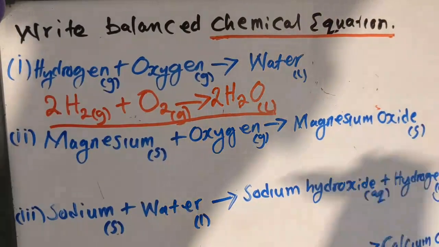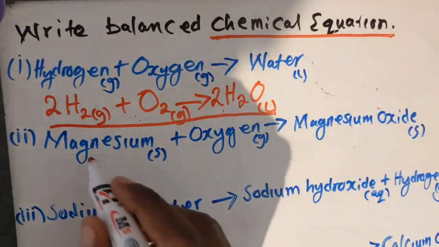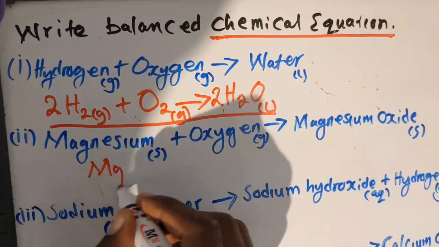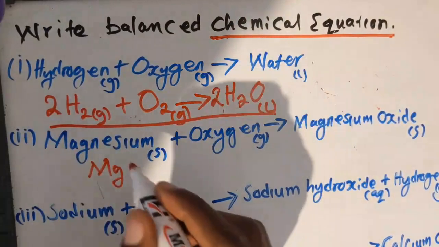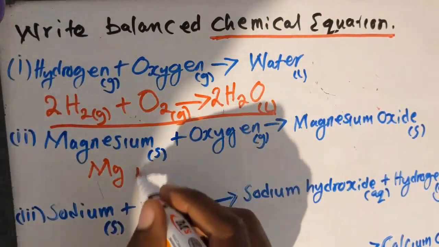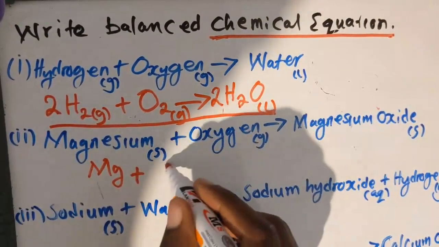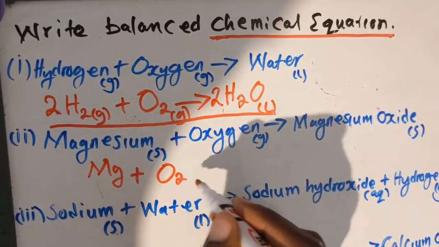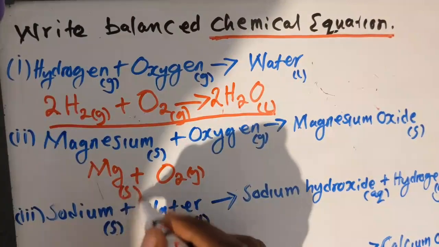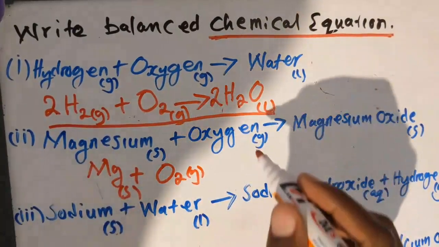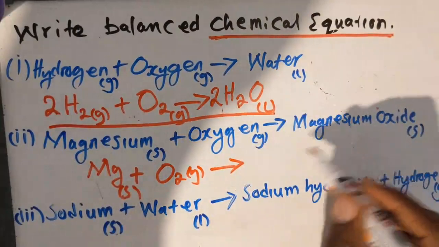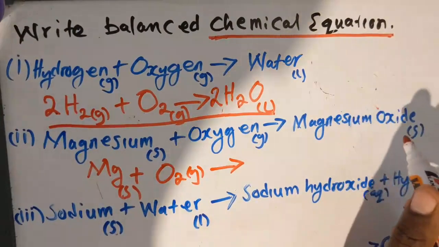All right, so now this is what you're going to do. Magnesium, the symbol for magnesium, it is just Mg like that. Okay, it is Mg. You should check on the periodic table, it's there. Then the plus, okay, plus the oxygen. Oxygen exists like this, O2. This is a gas like that, right? Then we move forward. We say is equal to magnesium oxide.